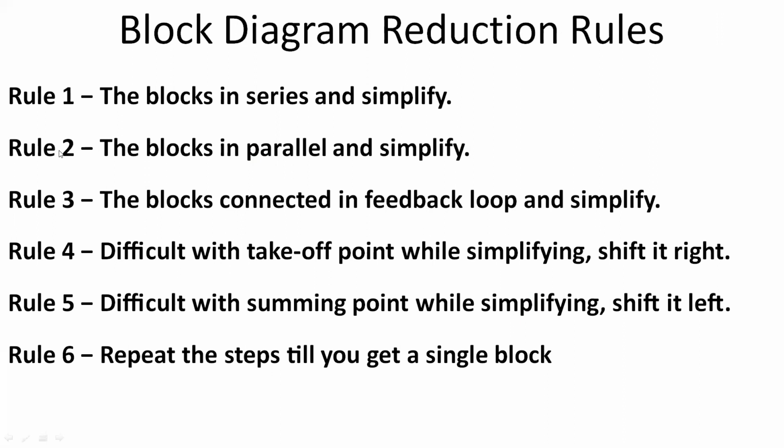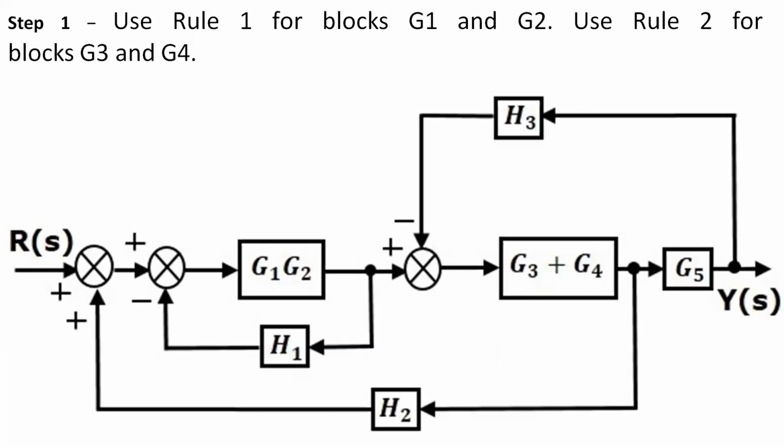Rule number 2, check for the blocks connected in parallel and simplify. Rule number 3, check for the blocks connected in feedback loop and simplify. Rule number 4, if there is difficulty with takeoff point while simplifying, shift it towards right. If there is a difficulty with summing point while simplifying, shift it towards left. And repeat the above steps till you get the simplified form, that is the single block. Okay, so the transfer function present in this block is the transfer function of the overall block diagram.